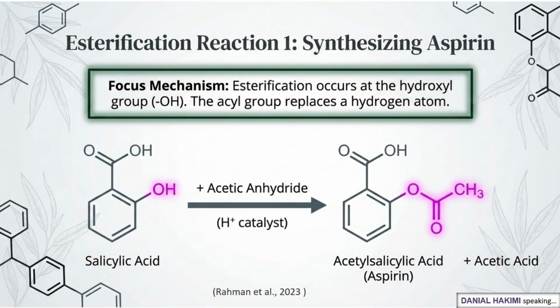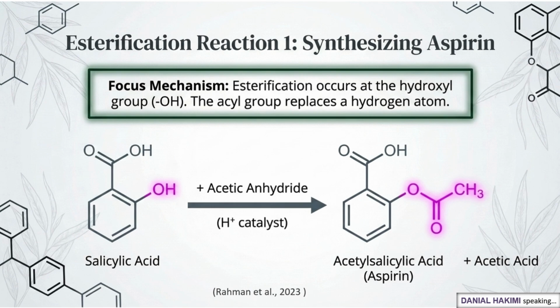One of the most important chemical reactions involving salicylic acid is esterification to produce aspirin, also known as acetylsalicylic acid. In this reaction, the hydroxyl group of salicylic acid reacts with acetic anhydride in the presence of an acid catalyst such as sulfuric acid. The reaction introduces an acetyl group into the molecule, producing aspirin and acetic acid as a byproduct.